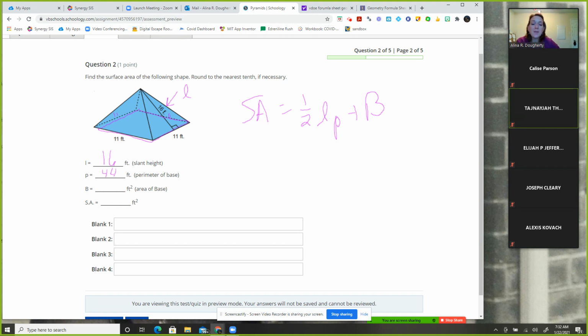And then the area of the base, that big B, is 11 times 11. This one was 11 times 4. So the difference between the P, the perimeter, and the B, the base, is one is the distance around, and one is how many tiles it would take to cover it. So once I have L, P, and B, which are definitely significant things to make sure you know how to do, then I'm going to multiply those 3 things together and then add in the area of the base.